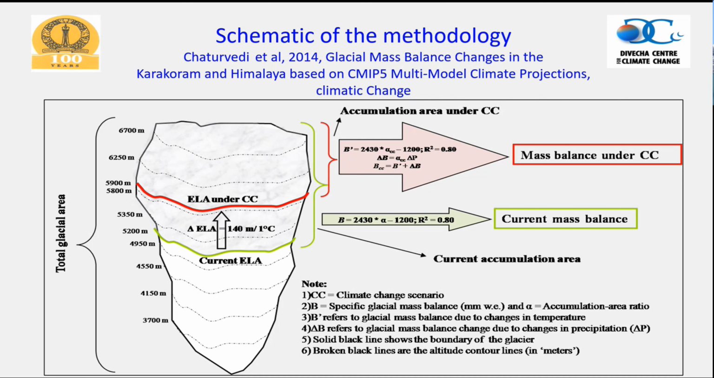This is the current ELA, and you can now add 140 meters per degree rise in temperature. That is delta ELA. So it depends upon 2030, 50, 60, or 80 or 2090. How much rise in temperature will take place under different scenarios of climate change. So you increase the ELA by using 140 meter per 1 degree Celsius.